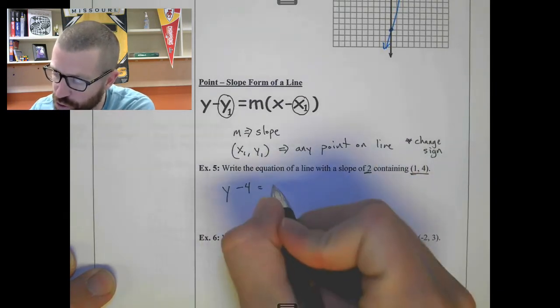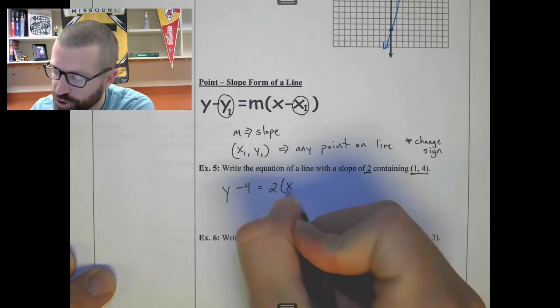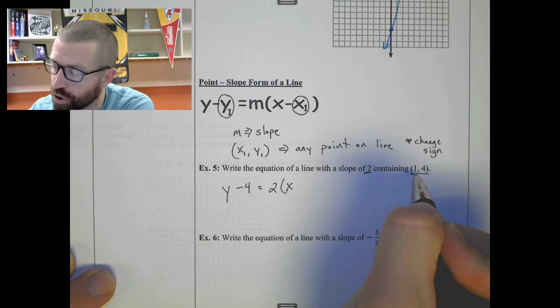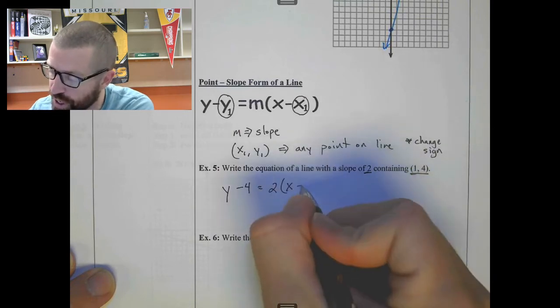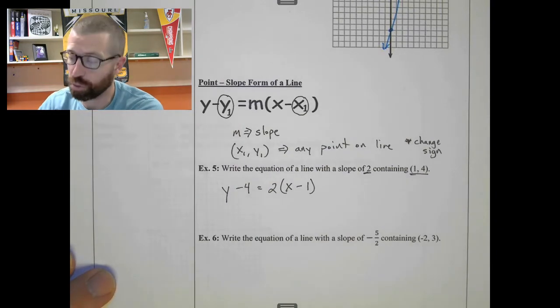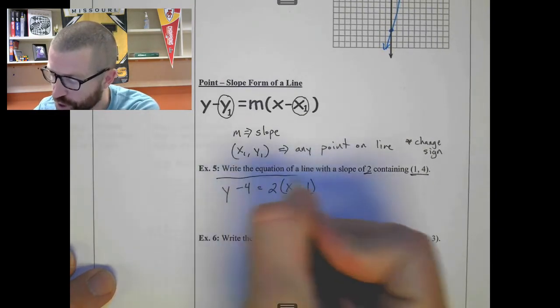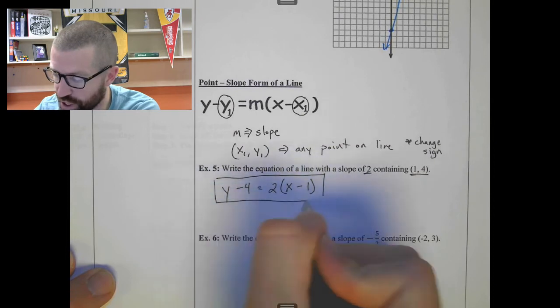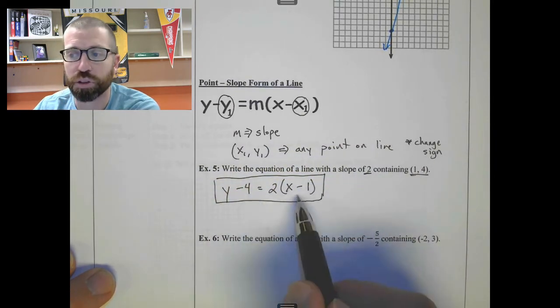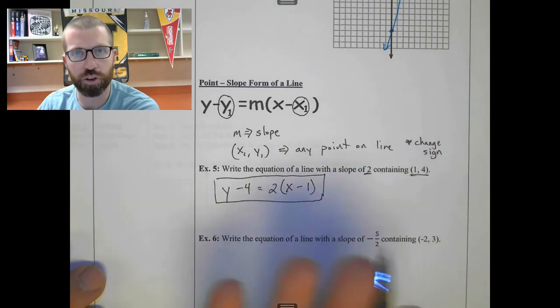M, I'm told, is 2. X is x. And then the x1, the point, is 1, and so it's going to be negative 1. Remember to change the sign. And then you're done. There's nothing else to do. It's great. It's in point slope form. If you wanted slope intercept form, you could get there. We could distribute the 2 and then add 4. But we don't need to do that because that's an equation of a line.